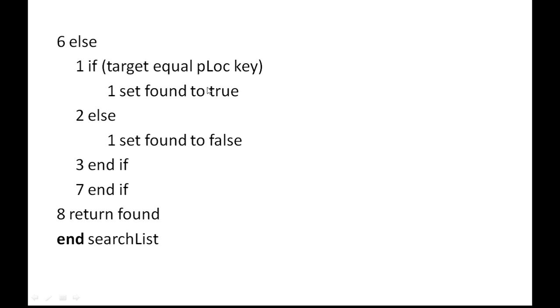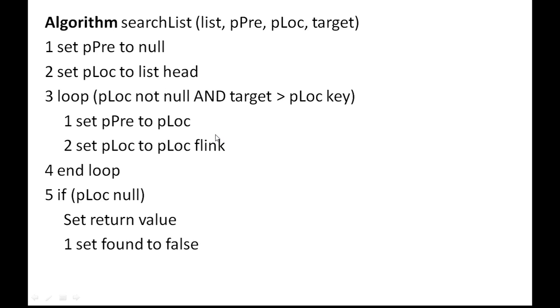Else if target equal to p location key, which means that we have got the location, set found to true, and else also found is considered to be false. So finally we return the found, and also we get to know the address of the location. So this is the search algorithm which is implemented. As I told you, it has no change from the search algorithm of the singly linked list.